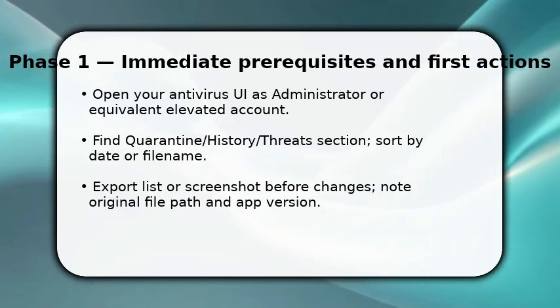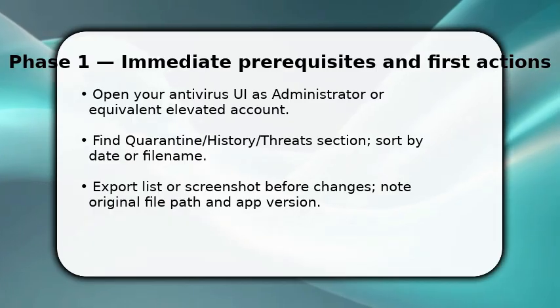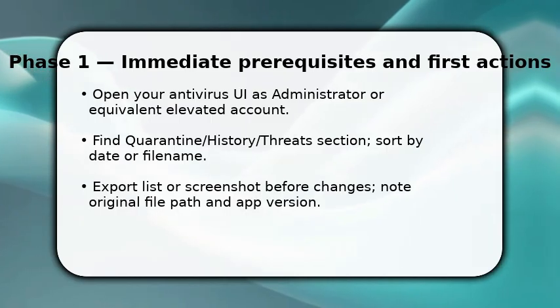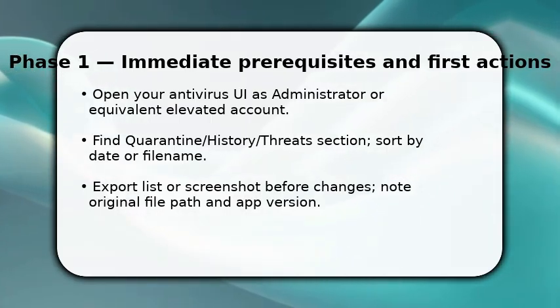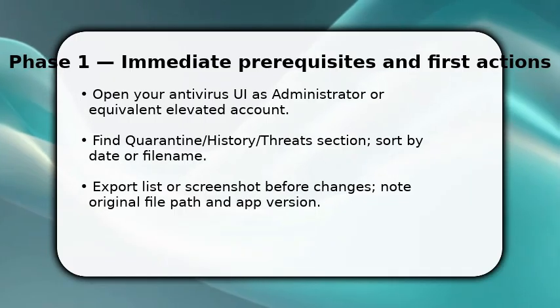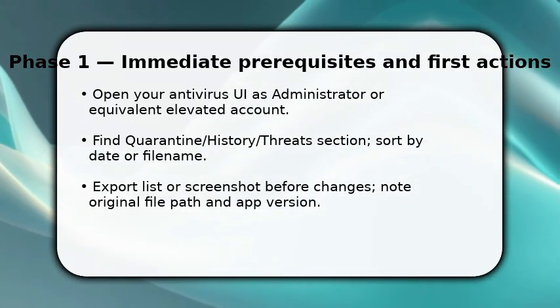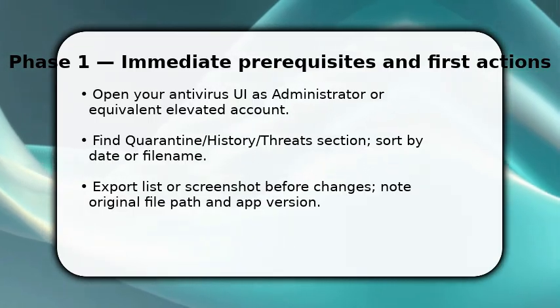You start by elevating the antivirus UI. You need admin rights to restore safely. Once open, go directly to Quarantine or History and locate the item, sort by date or file name to find it fast. Make a record. Export the list or take a screenshot so you have the original file path and app context.